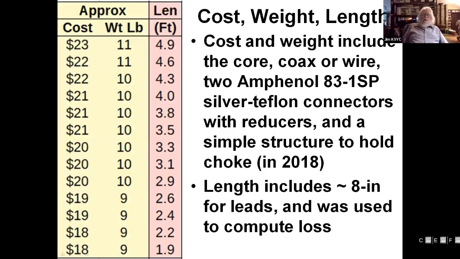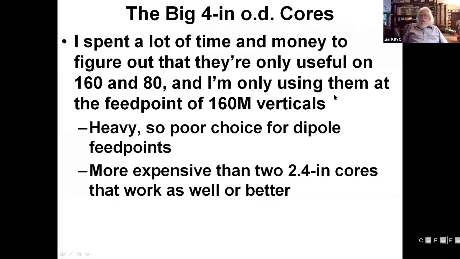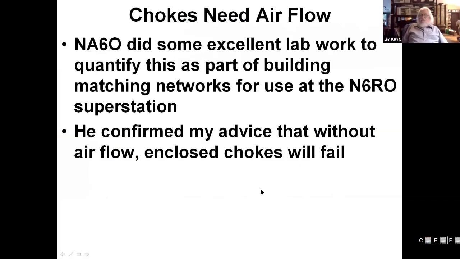Then I had some cost numbers here. Once again, these are from 2018. We all know about inflation. So the weights and the costs include the core, the coax or the wire, a couple of Amphenol connectors, the good ones, silver Teflon with reducers, and some sort of simple structure to hold the choke. The length also includes 8 inches for leads and was used to compute loss. Okay, we talked about that.